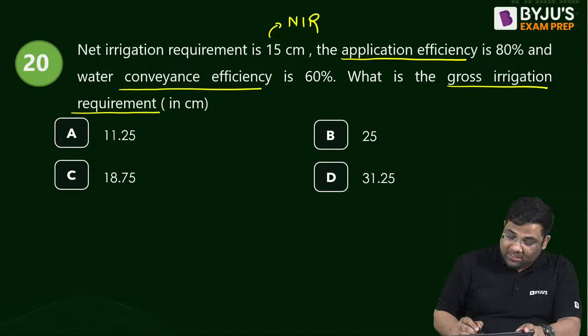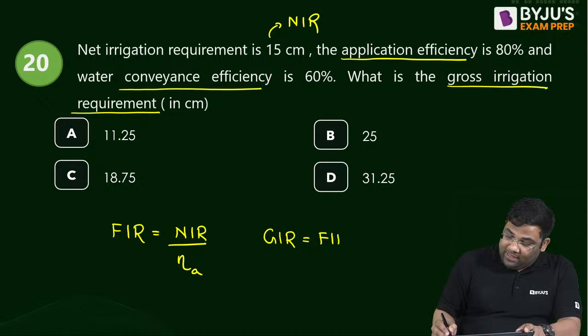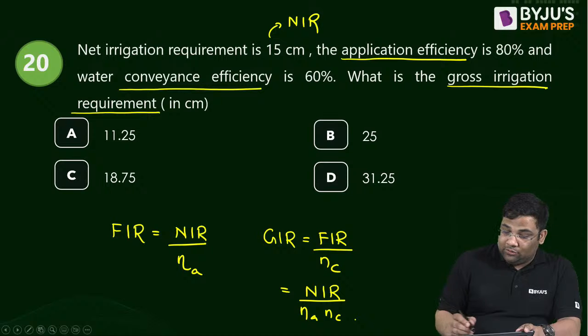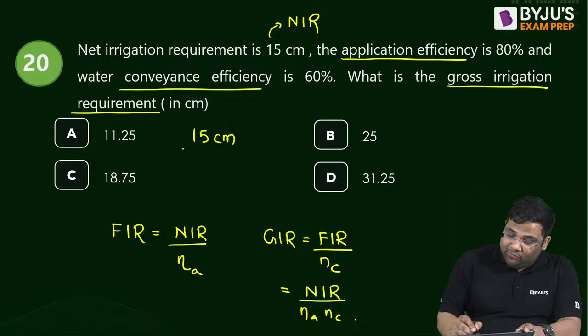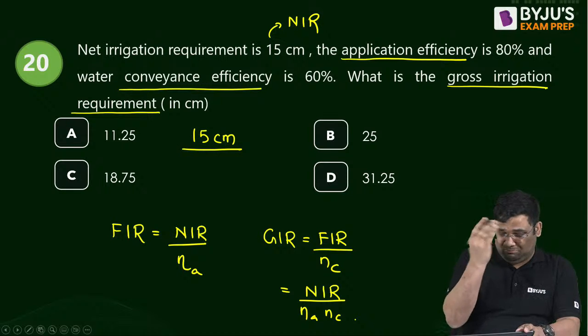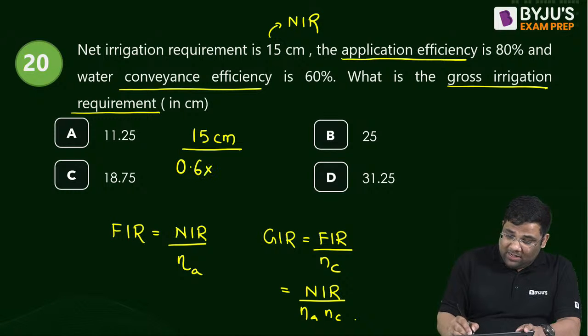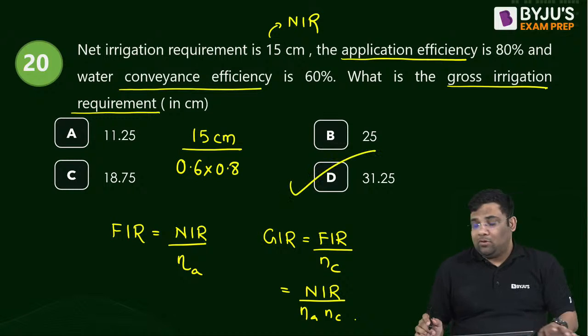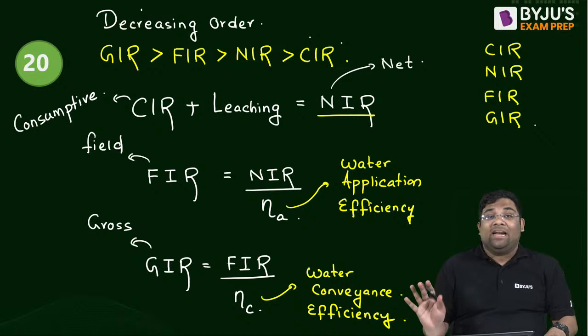Very good, Santu. So I can directly write down FIR will be equal to NIR divided by your application efficiency. And GIR is your FIR divided by conveyance efficiency. So it is net divided by application and conveyance efficiency. So it will be 15 centimeter. Whenever you use efficiency, you don't use percentage; use the decimal. So 0.6 and 0.8. This is the right answer. A straightforward question. Now you can easily answer such kind of questions, right?